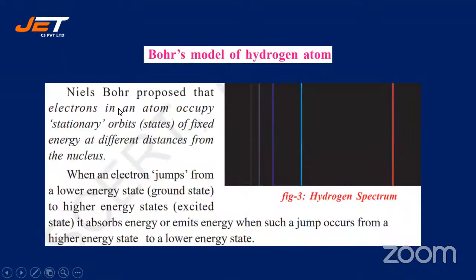Neil Bohr proposed that electrons in an atom occupy stationary orbits of fixed energy at different distances from the nucleus. These stationary orbits have fixed energy. When an electron jumps from a lower energy state to a higher energy state, that is the excited state. Lower energy state is nothing but the ground state, and higher energy state is nothing but the excited state. It absorbs energy or emits energy when such a jump occurs from a higher energy state to a lower energy state.